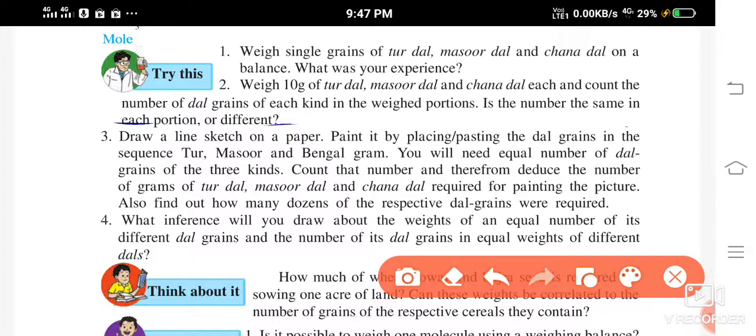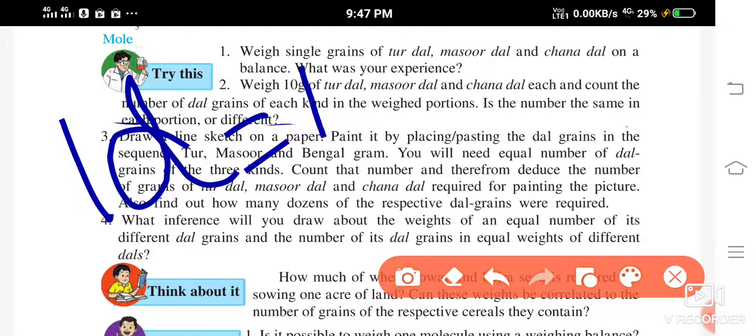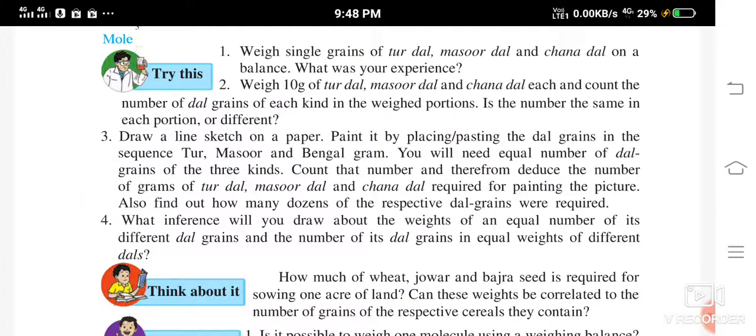Now see, you are going to calculate, that is, find out how many dozens also. You know 1 dozen means how much? It's equal to 12 quantity, right? What inference will you draw about the weights of an equal number of different dal grains and the number of dal grains in equal weights of different dals?